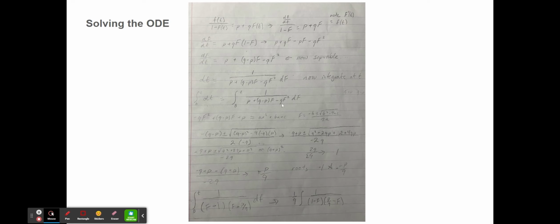And this looks a lot like a quadratic at the bottom. So I used the quadratic formula to find my roots, to get this in factored form. And now that it's in factored form, it is easy to use partial fraction decomposition, which will help me integrate it later on. And as I integrate it, I get all my natural logs and all that stuff.